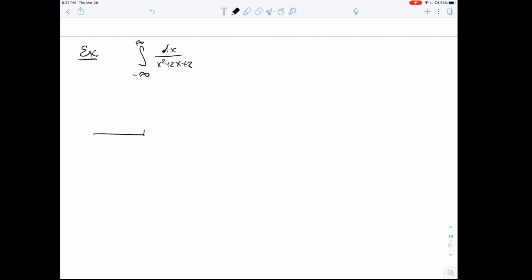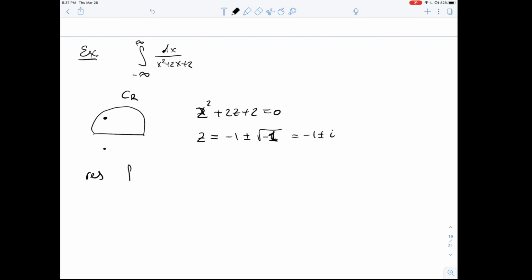So let's draw the same contour. This I'll do a little bit faster. So this will be my CR. And which residues do I have? Let's solve this. So z is minus 1 plus or minus the square root of 1 minus 2, so the square root of minus 1, which is minus 1 plus or minus i. So where are they? Minus 1 plus i is here. Minus 1 minus i is here. So there is one single residue in the upper half plane. Wow, so cool. So we only need the residue at minus 1 plus i.